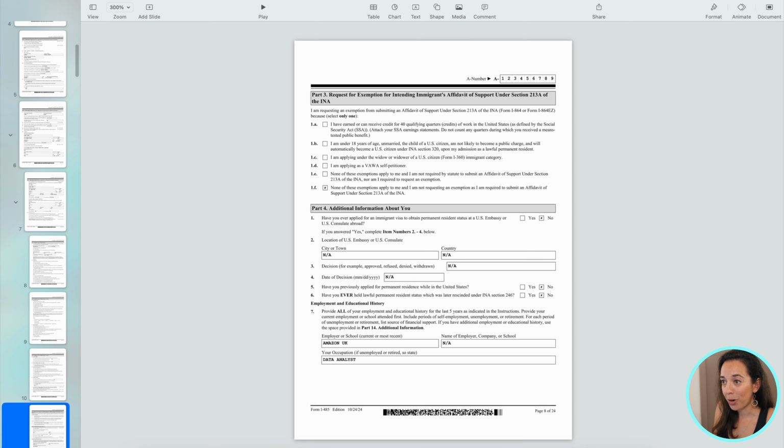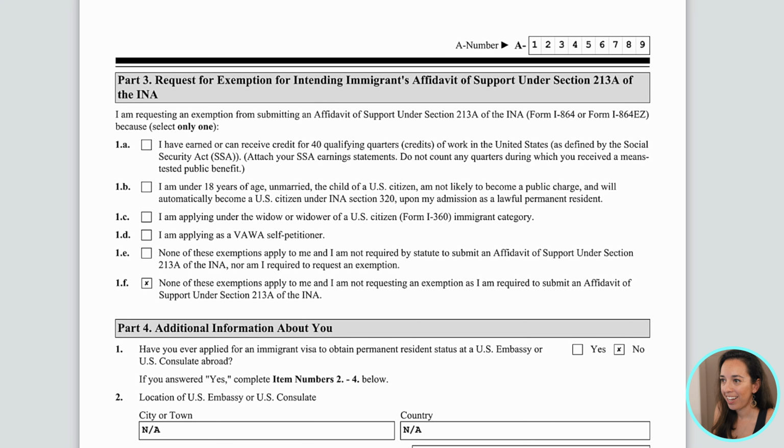On page 8, part 3, the question asks, I am requesting an exemption from submitting an affidavit of support because, and you're going to select box 1F: none of these exemptions apply, as it's mandatory for us to submit a proof of financial support. I, as the petitioner, am going to financially support my beneficiary immigrating to the USA, and I'm going to show you how to fill out the I-864 proof of financial support form later in the video.